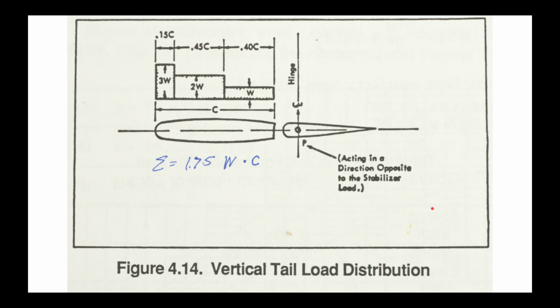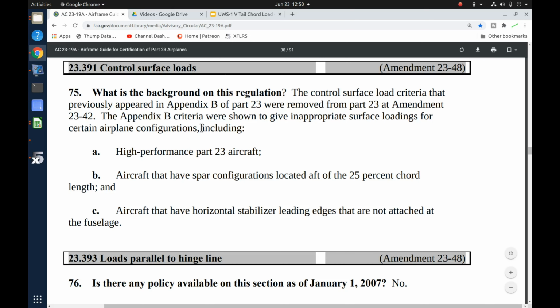Finally stumbled across something that let me know what happened to the old Appendix B of Part 23. I finally ran across this Federal Aviation Administration Advisory Circular 23-19A, and it covers the guide for certification of airplanes that are trying to comply with Part 23. I was going down through this and I came down to the control surface loads area, and I found out that this control surface load information that used to be in Appendix B of Part 23 was removed for Amendment 23-42. They amend these various parts of the regulations once in a while, and this particular amendment removed Appendix B.